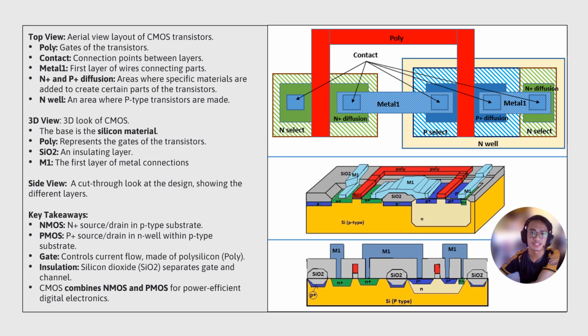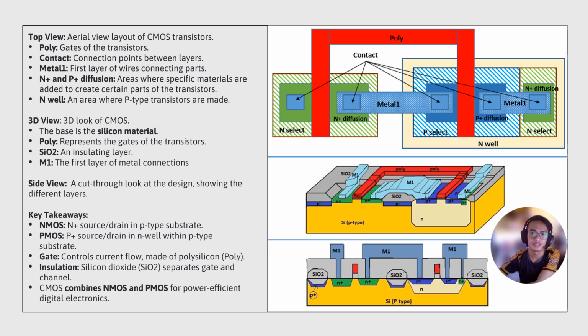And N-select and P-select are regions for the selective doping for the N and P-type transistors. And then N-well represents a region in the P-type substrate where N-type dopants have been added. This is where the P-type MOS transistors are formed to provide complementary operation.